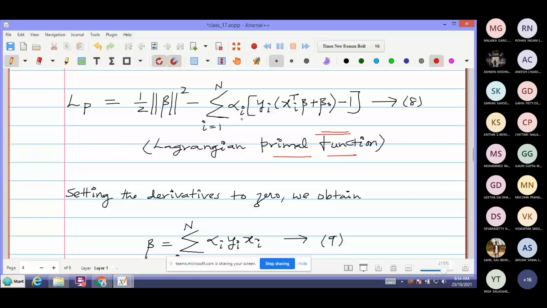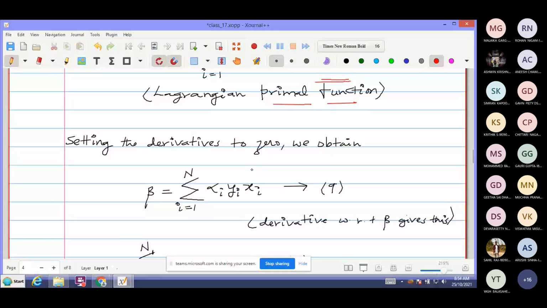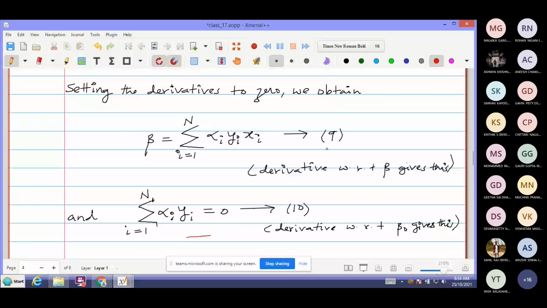To minimize this, you minimize with respect to beta and beta 0. Therefore we need to derive this partially with respect to beta, and also partially with respect to beta 0, and equate it to 0 and get a solution. Correct? So you'll get a solution for beta and beta 0. So setting the derivatives to 0, we have equation 9 here. This is obtained after deriving equation 8 with respect to beta.